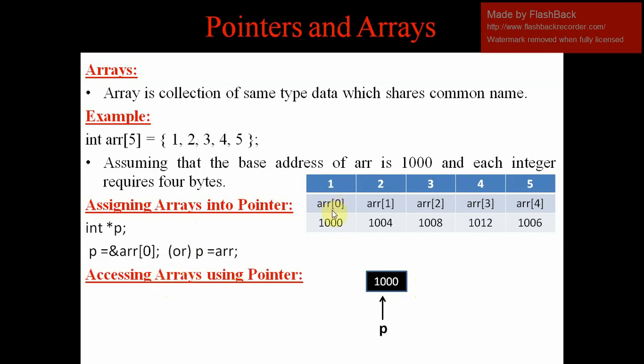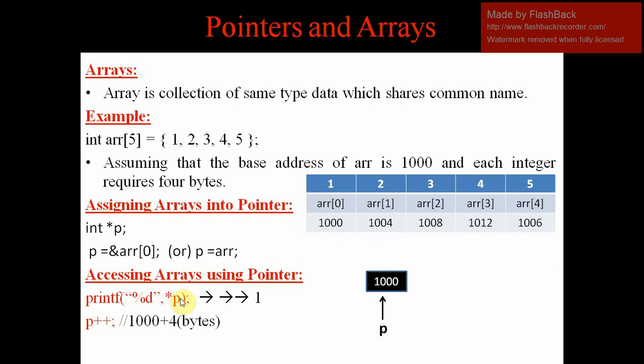If I want to access the first element, I can write printf("%d", *p). What is p? p is 1000. So if I give *p, it will give the value at 1000. What is the value at 1000? 1. Now we want to display the second element, which is at 1004. How can I access it? Simply I can give p++.